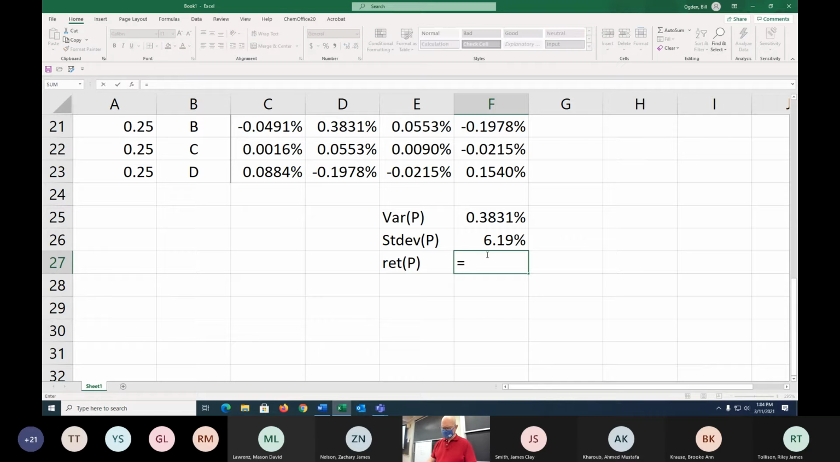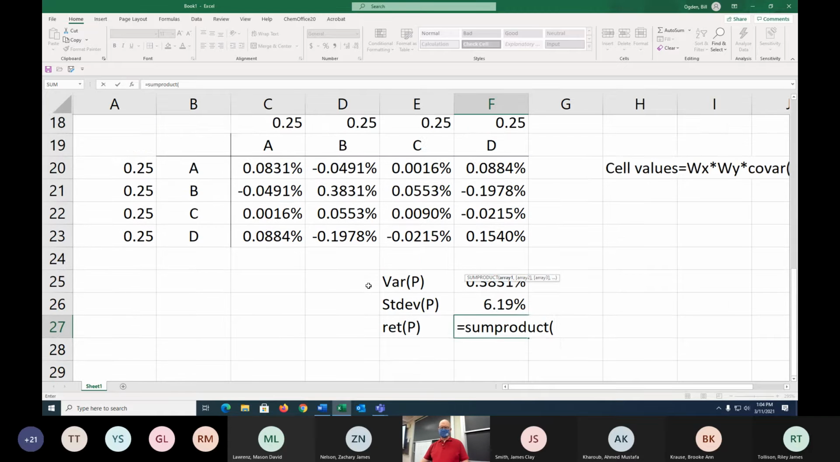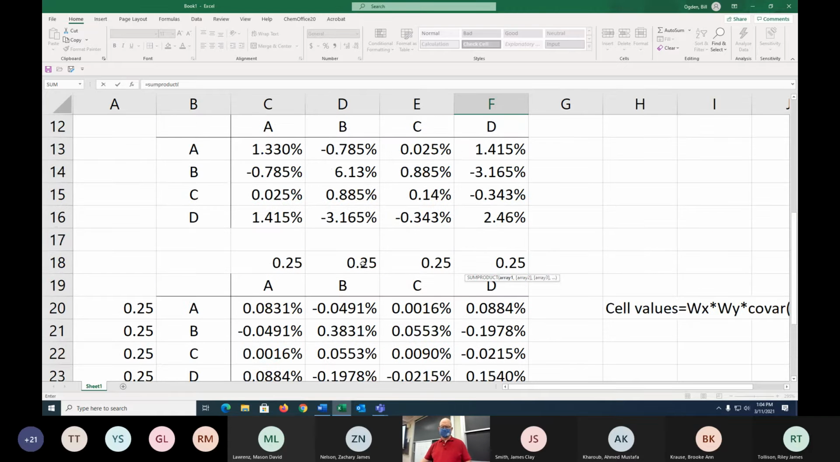So I'm going to say equals sum product. Okay, so I have 25% of my funds in each one of these stocks. So I'll highlight the weights, comma. Now what this function does, you give it two ranges and it multiplies the first number in the first range times the first number in the second range, second number in the first range times the second number in the second range, and then it adds it all up together for you.